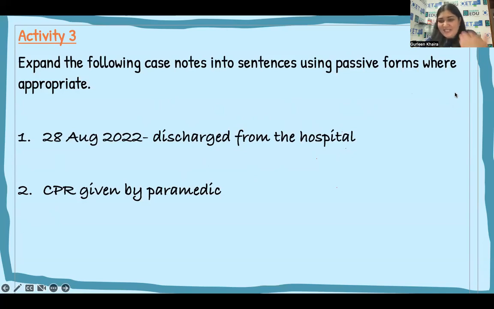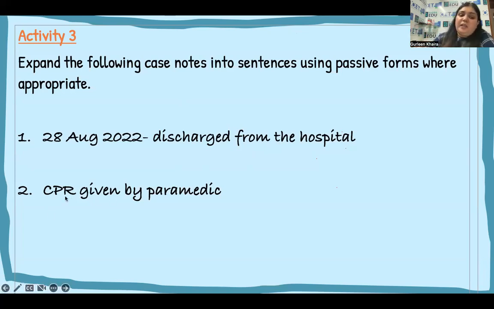That was a trick question. Passive is appropriate here because the information that the patient has been discharged is relevant for the reader. Who discharged the patient? That's unimportant.